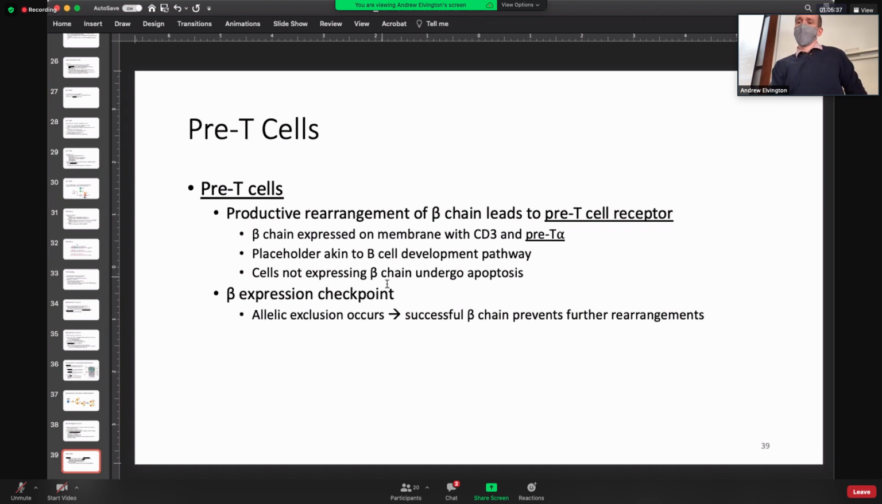And those that don't express a fruitful copy or don't express a beta chain at all at this point undergo apoptosis. So this is our first checkpoint, and we again have allelic exclusion. When one beta chain is expressed, you don't bother messing with the other one. If the first one fails, you'll try the other allele.